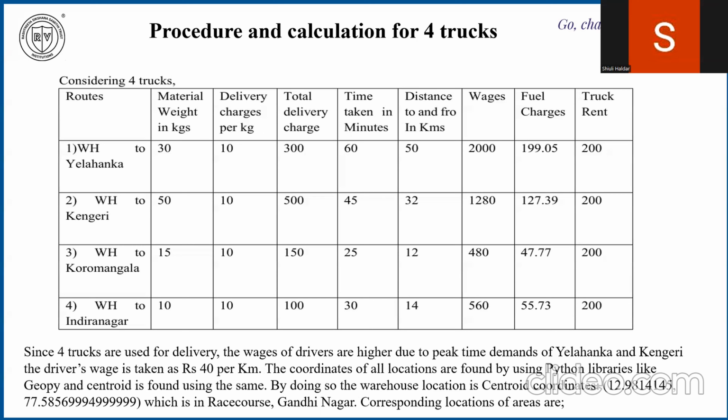Our study is focused on four key locations in Bangalore: Yelahanka, Kengeri, Koramangala, and Indiranagar. Instead of relying on guesswork, we use Python's GeoPy library to determine the center of these locations. The calculated optimal warehouse location is Gandhinagar Racecourse, which minimizes the total travel distance for all deliveries. This methodology ensures efficient distribution, cost reduction, and improved logistics management.